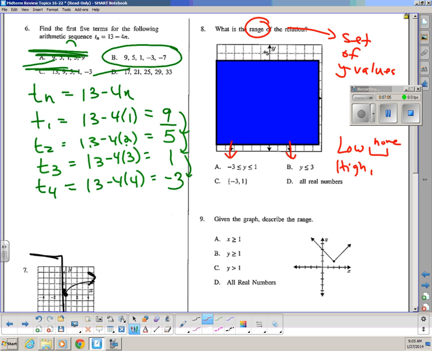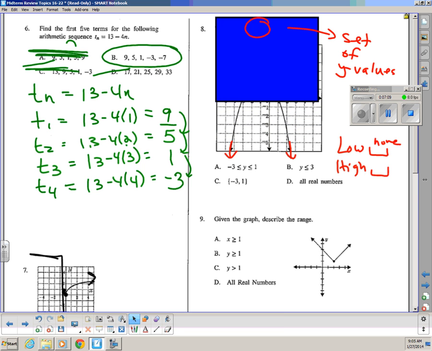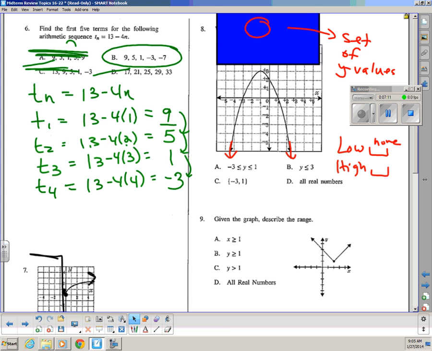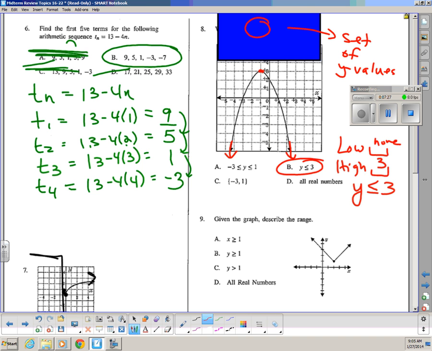And now we're going to look for a high value. We're going to see where the graph stops. I'll keep going, keep going, and boop, at the top here, the graph stops. And it stops at positive 3. So my range is going to be y. All the y's have to be below the high value or equal to the high value. So my y's are less than or equal to 3, which is choice B.